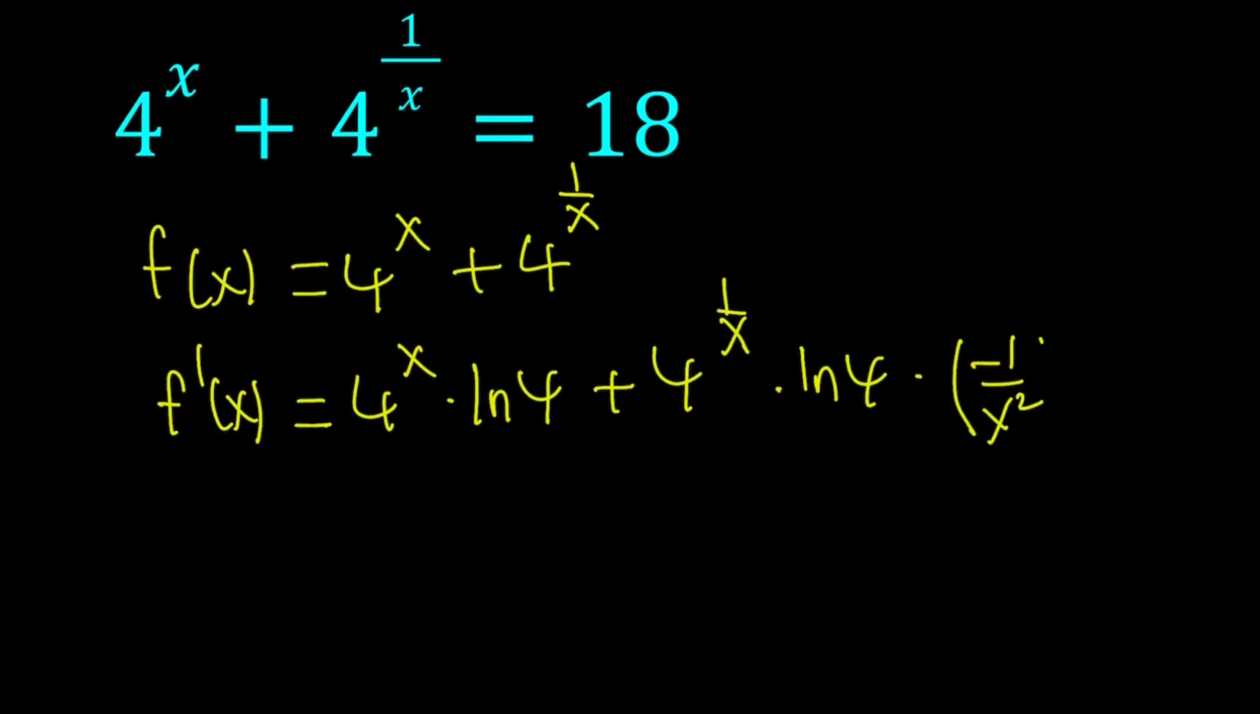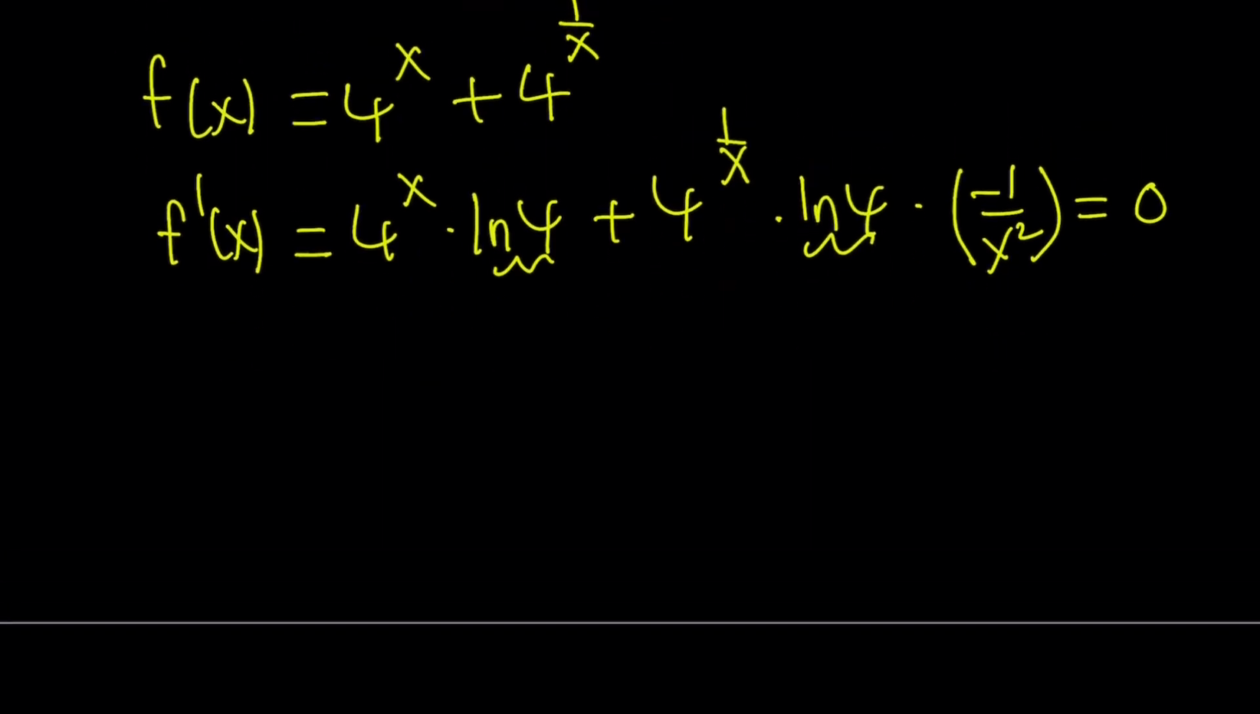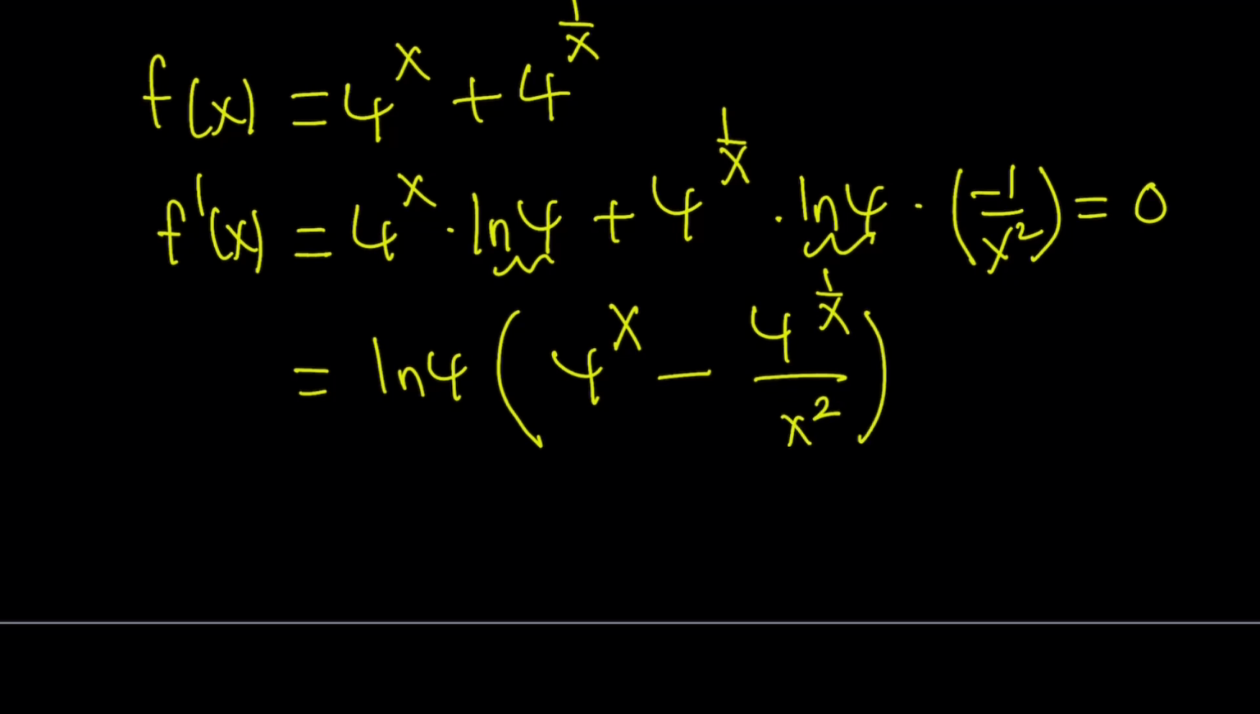If you're studying calculus, definitely you should know the derivative of 1 over x by heart because it comes up quite often. So I'm going to set, as always, the derivative equal to 0 to find critical points. Not very easy to do because this is a non-standard equation where exponentials multiply rational functions, and so on. But ln 4 definitely can be taken out. So we can write it as ln 4 multiplied by 4 to the power x minus 4 to the power 1 over x over x squared.